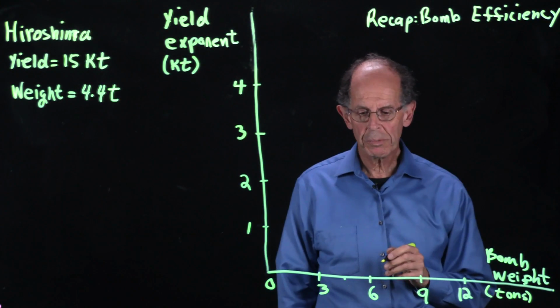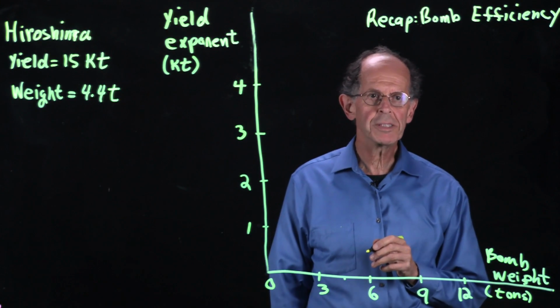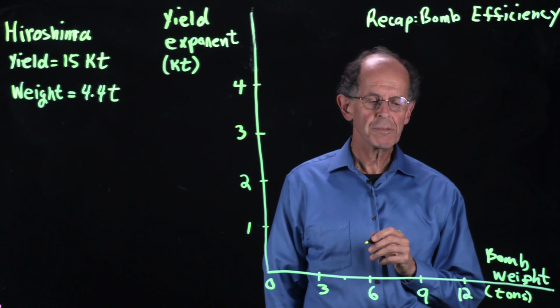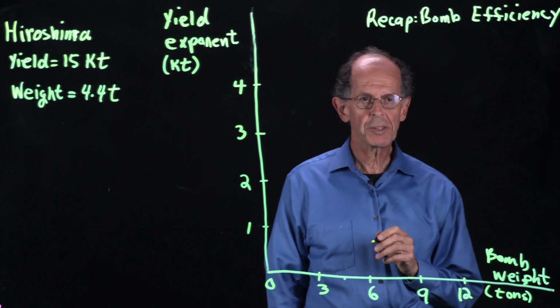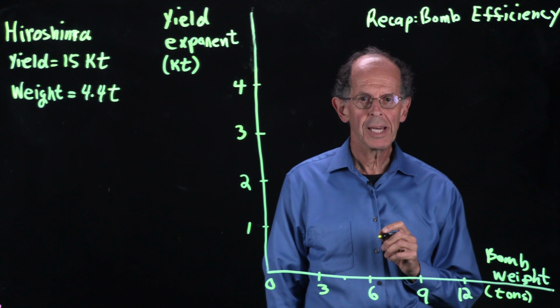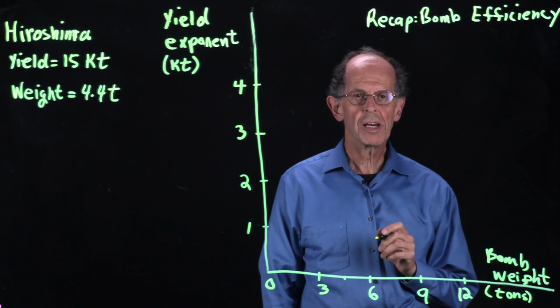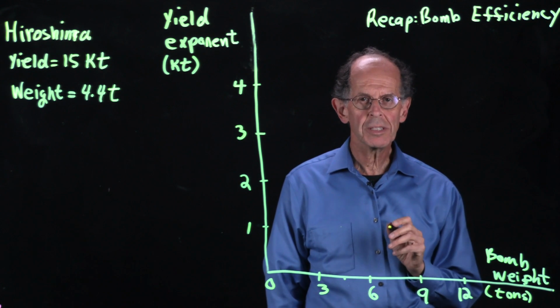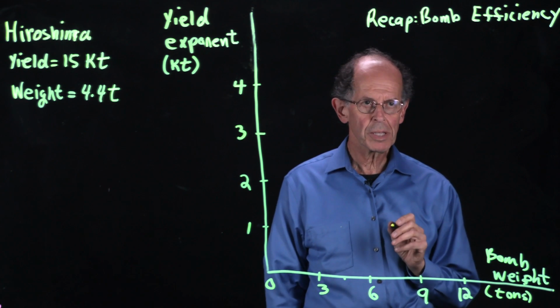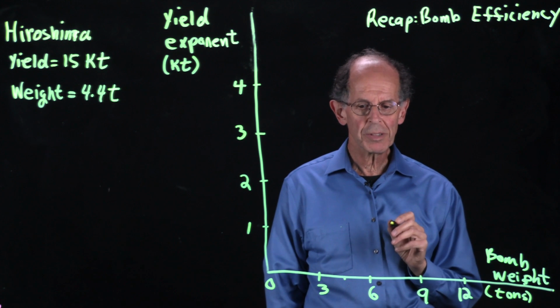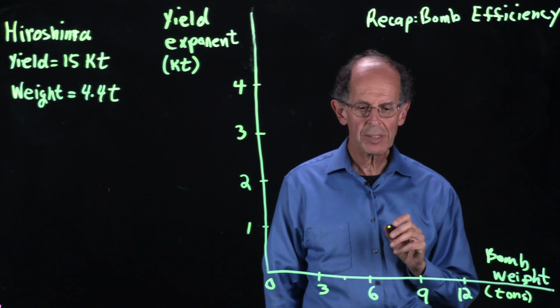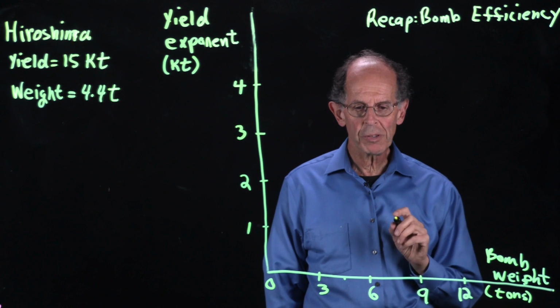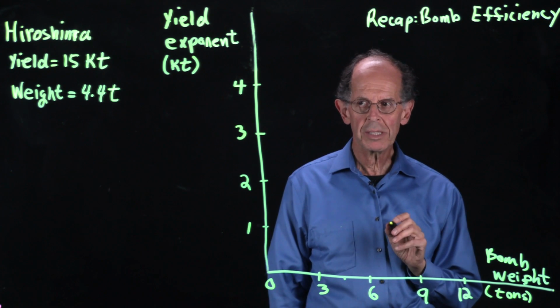Let's recap what we did earlier regarding graphical representation of the yield to bomb weight for Grand Slam, Tsar Bomba, and Hiroshima. We decided that plotting the exponent of the yield rather than the yield value itself was a way of putting all the points on the same graph. So let's look at that again, and then we'll focus on an extension of what we did.